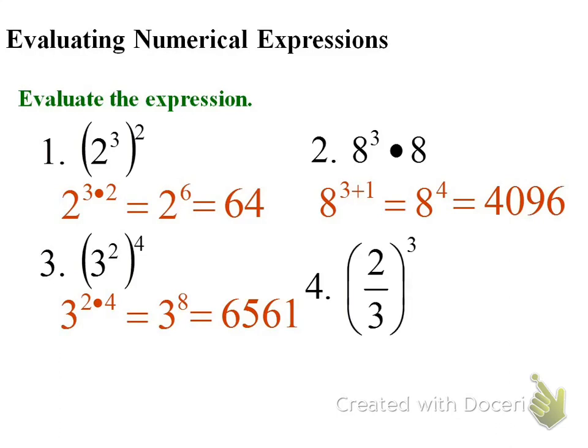All right, here's number 4. So I have 2/3 to the 3rd. What is that the same as? Very good. You can take the numerator to the 3rd and the denominator to the 3rd. 2 to the 3rd is 8. 3 to the 3rd is 27.